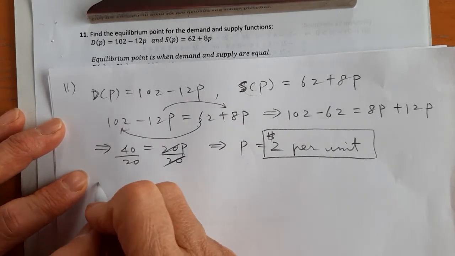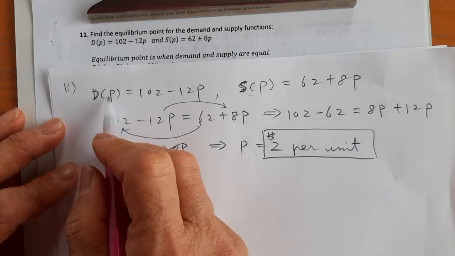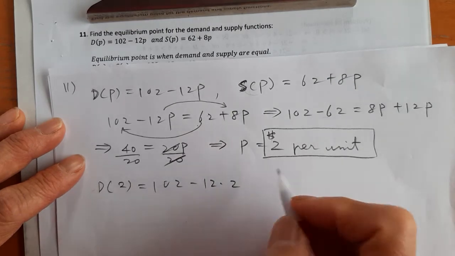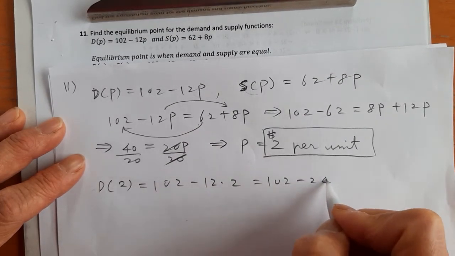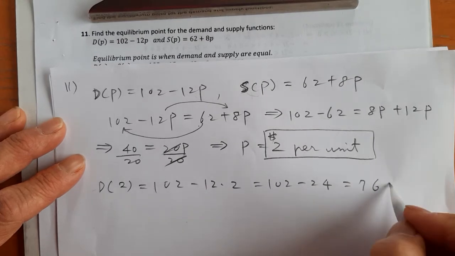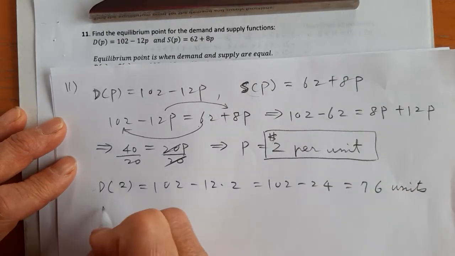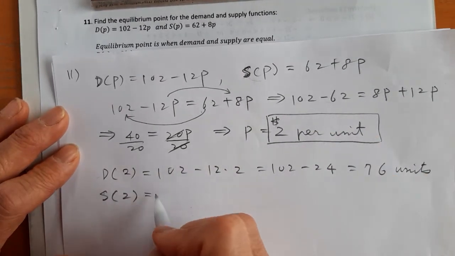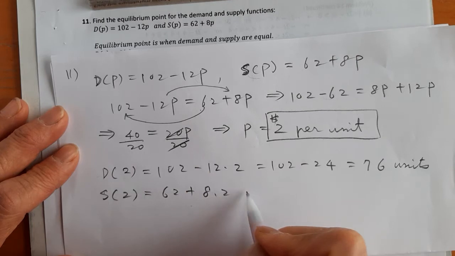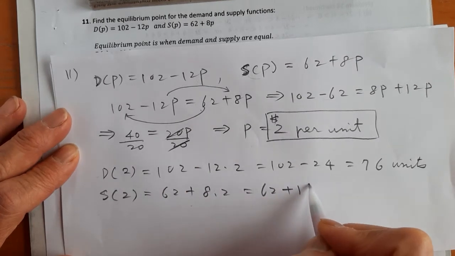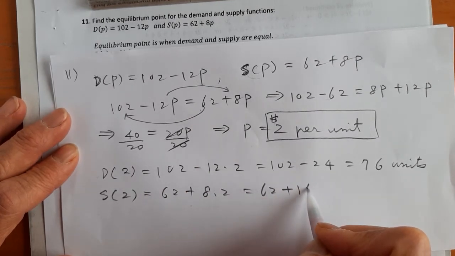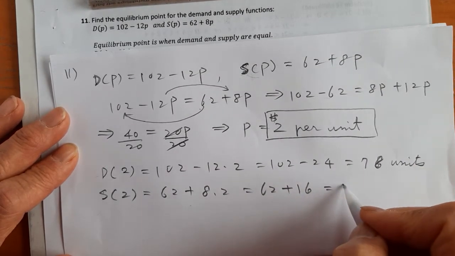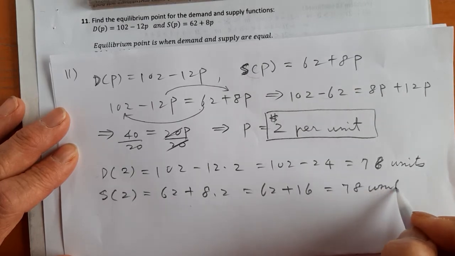You can plug p equals 2 into the demand function. You get 102 minus 12 times 2, so it's 102 minus 24, and you get 78 units. You can also plug into the supply function. Use p equals 2 and plug in, and get 62 plus 8 times 2, which is 62 plus 16. So it's 78. Yeah, 78 units.